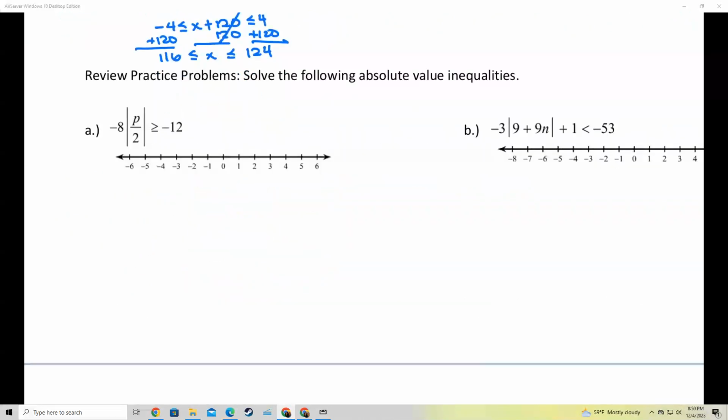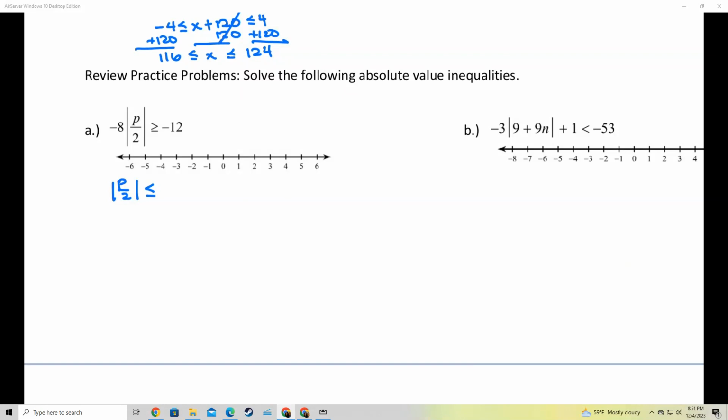All right, these last couple problems have just some review, which is really good to see. Let's go ahead and start trying these out. I have negative 8 times the absolute value of p over 2 is greater than or equal to negative 12. Remember that we need to isolate this absolute value first. So we're going to divide both sides by negative 8. I end up with p over 2. Because I'm dividing by negative 8, I need to switch that inequality so that it goes the other way.